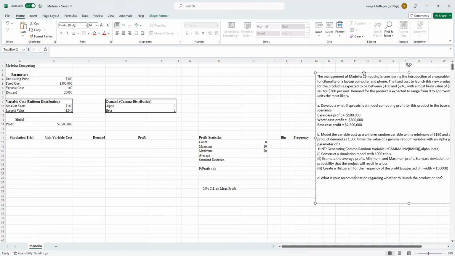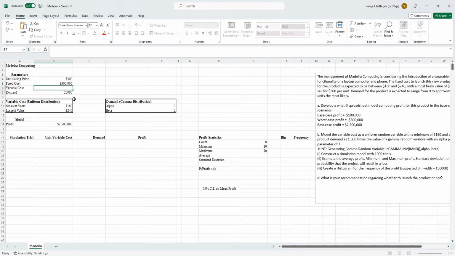Now coming to part B, we are going to use simulation to get a better perspective of what could happen in terms of your profit. So what we're going to do is assume that, again, the deterministic inputs are going to be the same. What's going to change is your random inputs. Each of your random inputs is now going to take a random value.